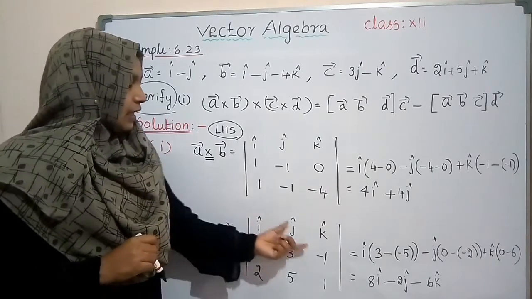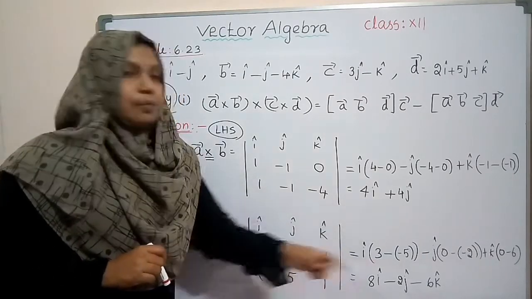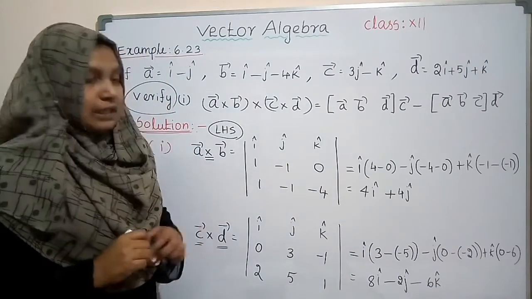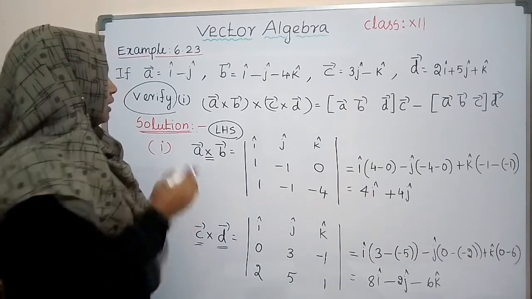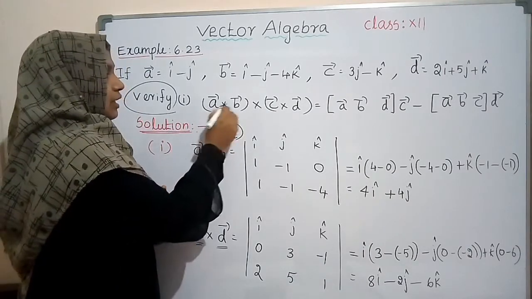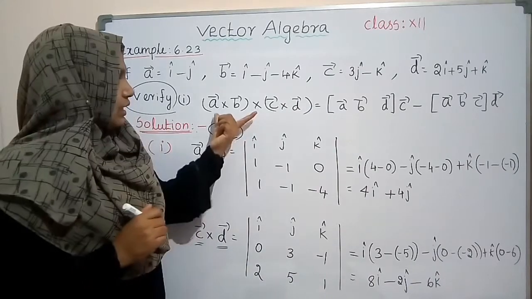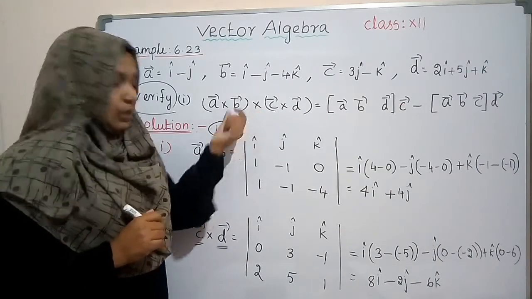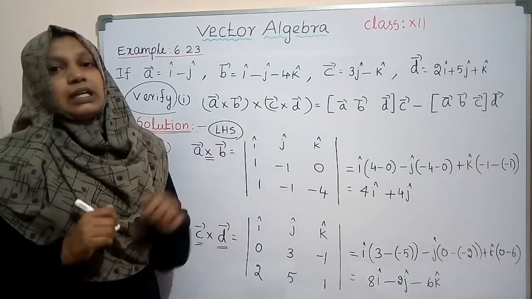And again expand along the first row, we are getting the determinant value 8 i cap minus 2 j cap minus 6 k cap. Okay, so now we got the cross product of a vector and b vector, also c vector and d vector. Once again we have to find the cross product between these two answers. Then you will get the value of LHS.